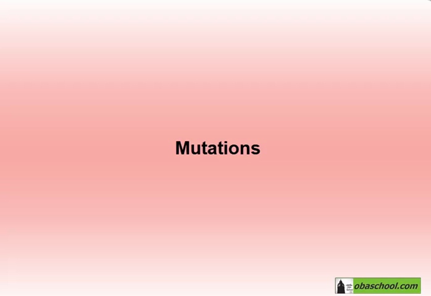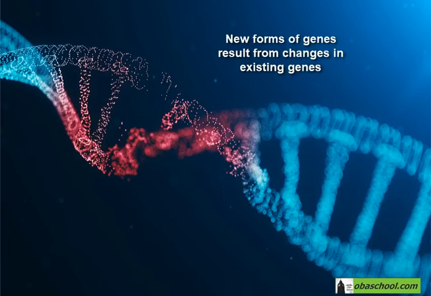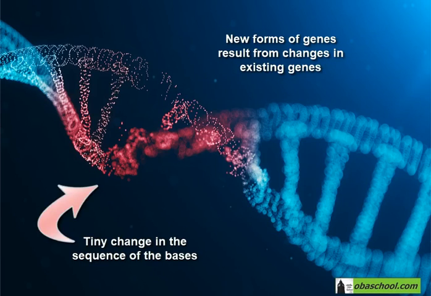All of us are here now as a result of millions of mutations that have taken place in our DNA since the earliest days of life on Earth. New forms of genes result from changes in existing genes, and these changes are the mutations. They are often tiny changes in the sequence of bases in a strand of DNA.